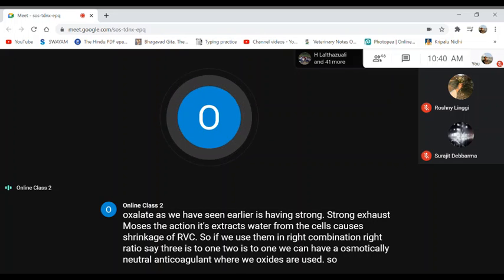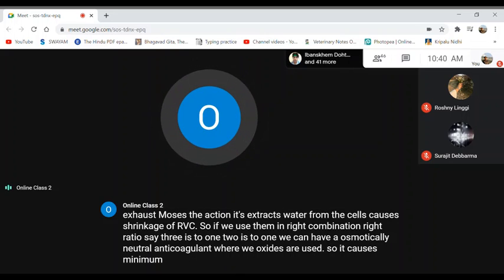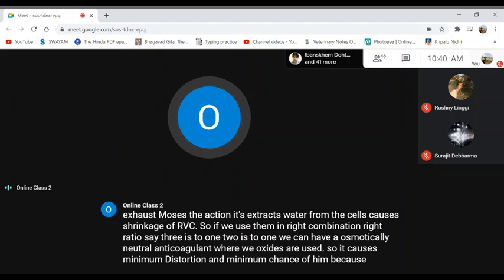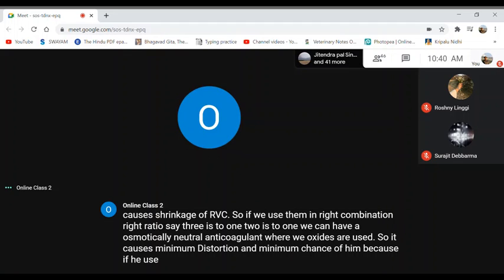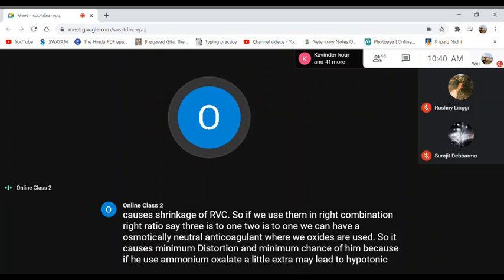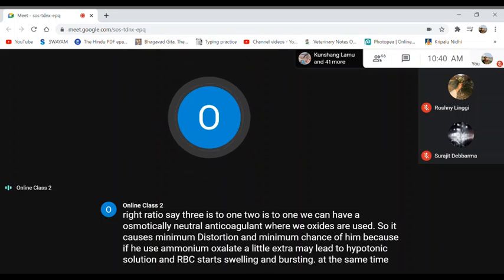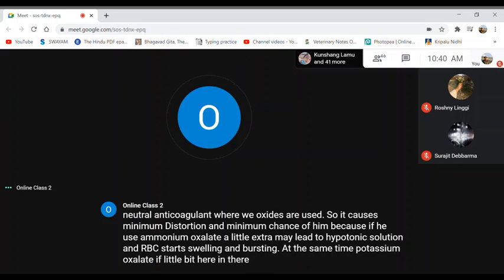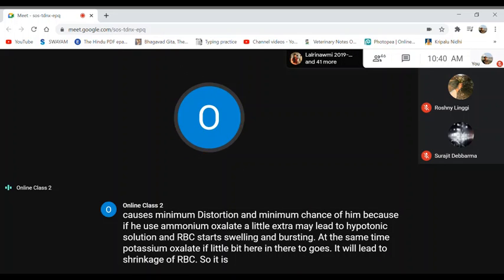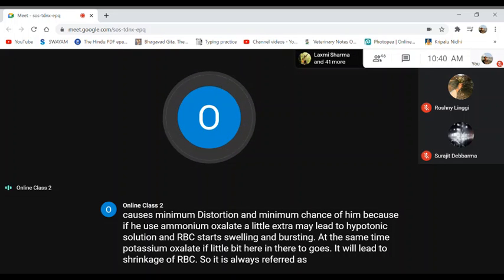So it causes minimum distortion. If we use ammonium oxalate, a little extra may lead to a hypotonic solution and RBC starts swelling and bursting. At the same time, with potassium oxalate, if a little bit here and there goes, it will lead to shrinkage of RBC. So it is always preferred as Heller's and Paul's double oxalate.